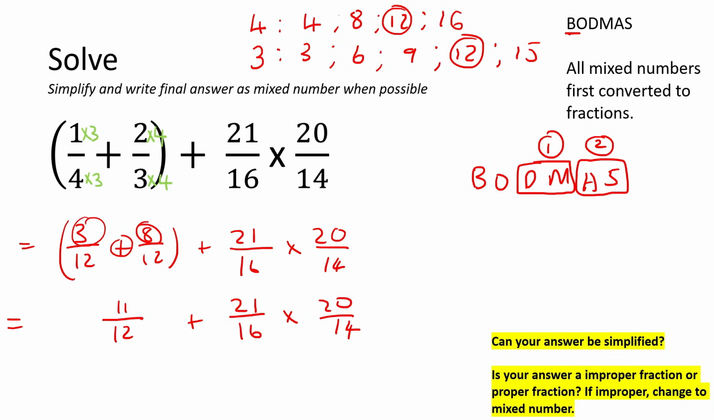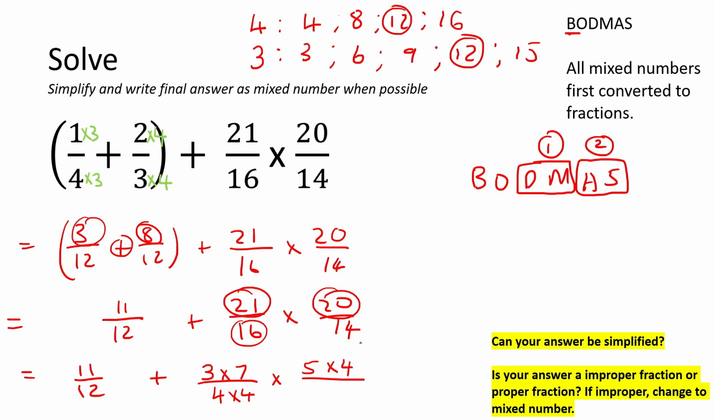So what we've learned is that we can rather try and rewrite the numbers. Like, for example, let's just write this 11 over 12. I can change this to 3 multiplied by 7, and I could change this to 4 multiplied by 4. And then I can change this to 5 multiplied by 4, for example. And then this I can change to 7 multiplied by 2.